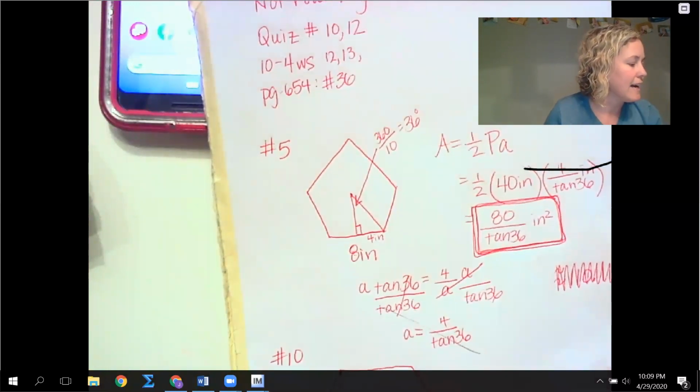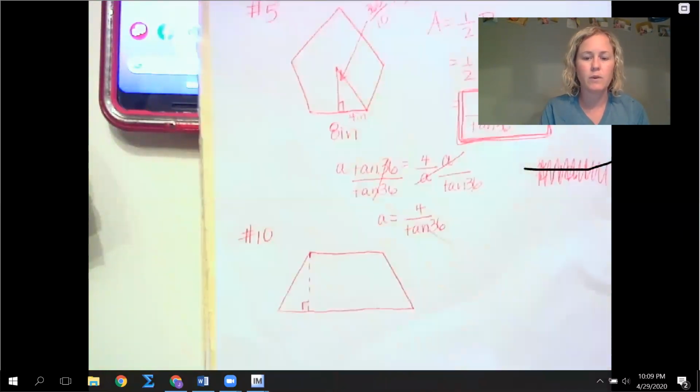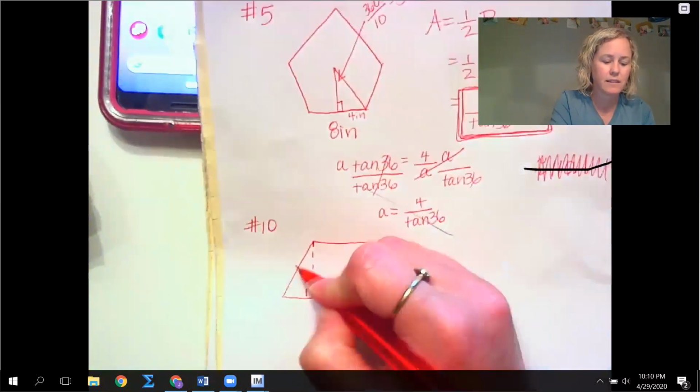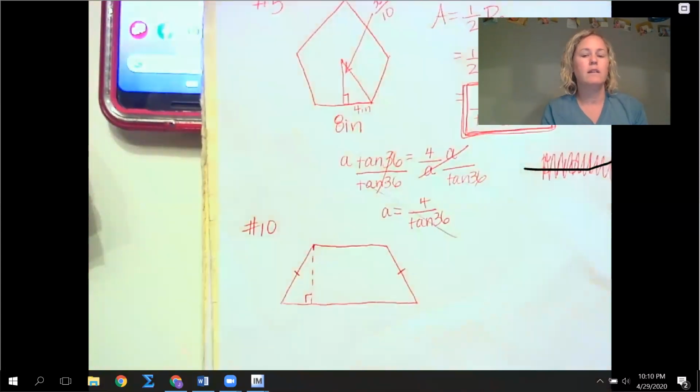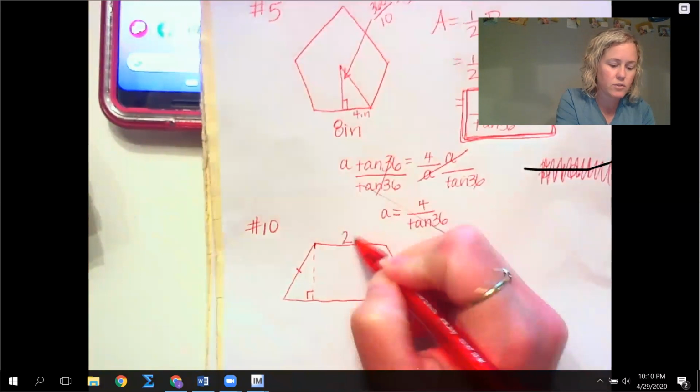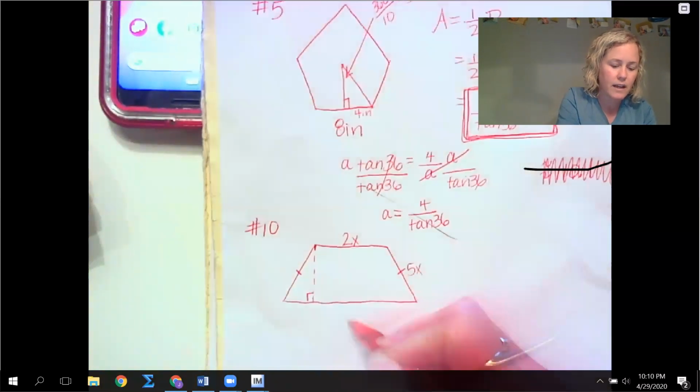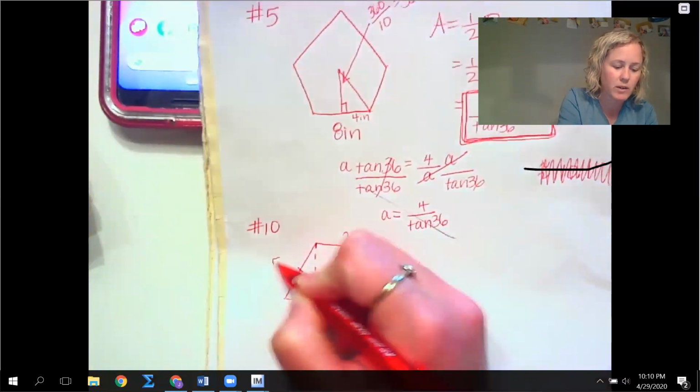Okay, so it said the sides of an isosceles trapezoid are in a ratio of 2 to 5 to 8 to 5. So I drew myself an isosceles trapezoid. And again, the sides are in the ratio 2 to 5 to 8 to 5. So this is 2x, 5x, 8x, and 5x. And most people got that.